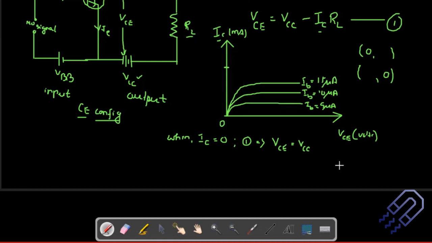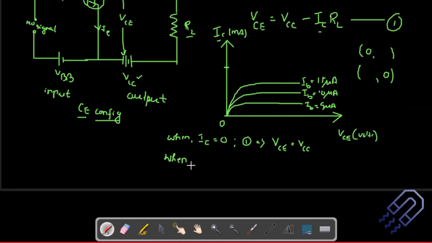So let's have a look at this now. Sorry, just wait, I think I mixed it up here. When IC is equal to 0, I get VCE is equal to VCC. Let me take the other part now.